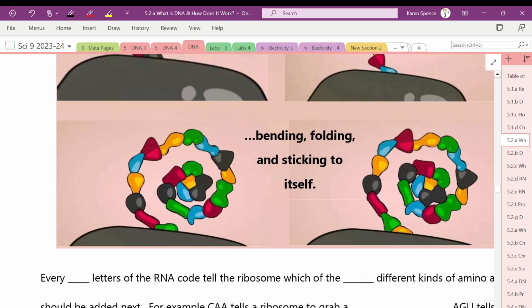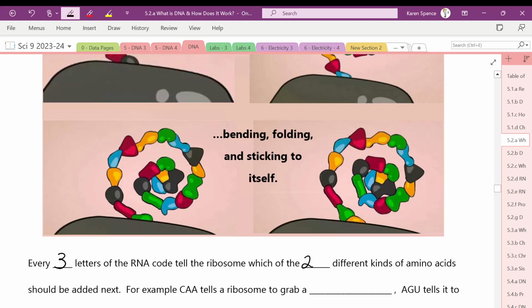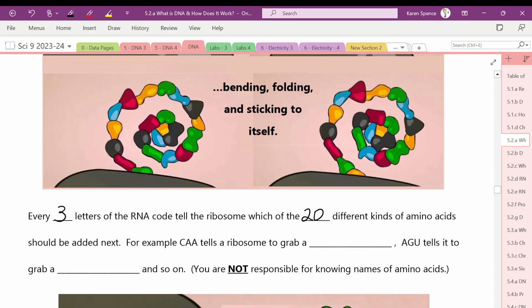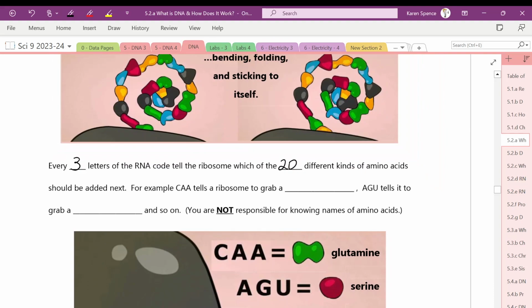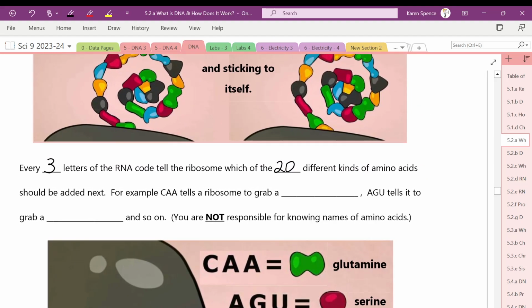Every how many letters of the RNA code? 3. Every 3 letters of the RNA code tell the ribosome which of the, how many amino acids are there? 20. Different kinds of amino acids should be added next. For example, and I do not expect you to memorize this. Nobody is ever expected to memorize these. Well, maybe in like 4th year university or something like that, but really, there's like a little code book. You can look it up.